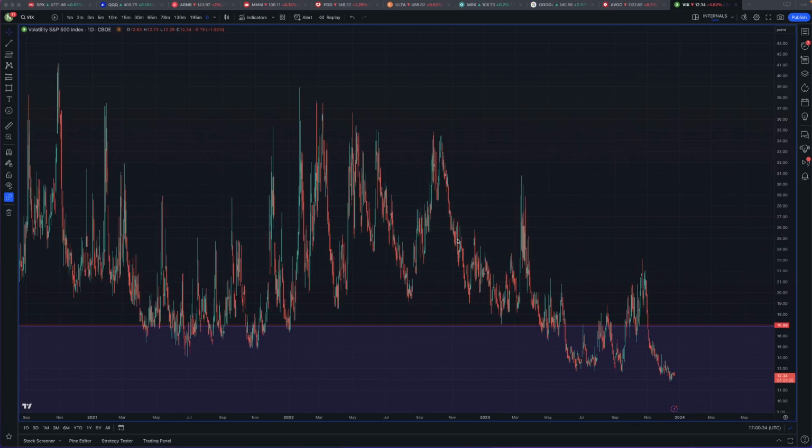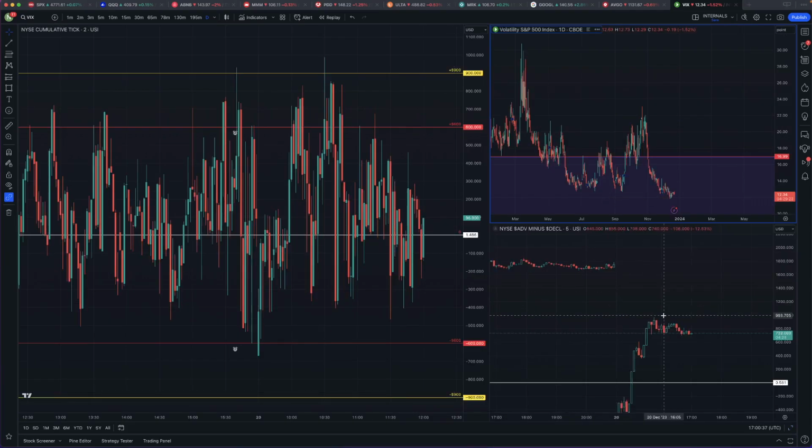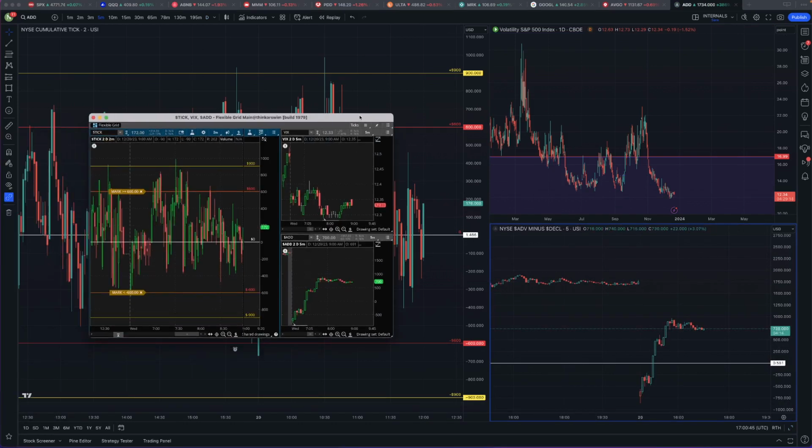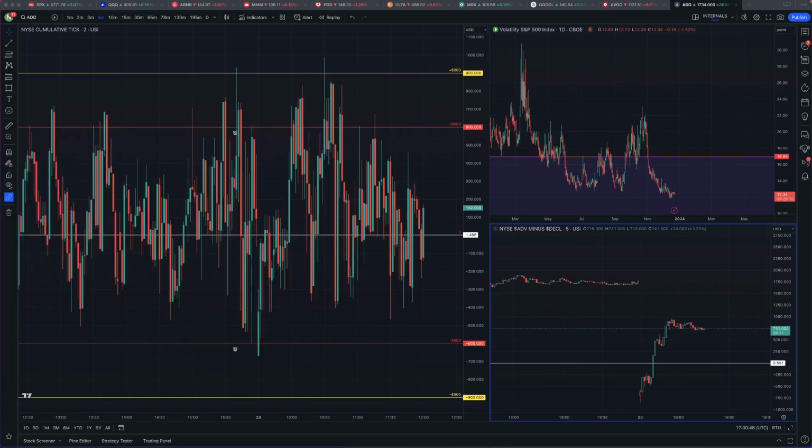So there's the VIX, and then we have the advance decline, and the advance decline is just showing you. This is also a 5-minute chart on Thinkorswim. It's $ADD. This is just showing you how many stocks in the New York Stock Exchange are advancing, and then how many are declining. So if this is moving up, we have more stocks going up than are going down, and if this is going down, we have more stocks declining versus advancing, right?